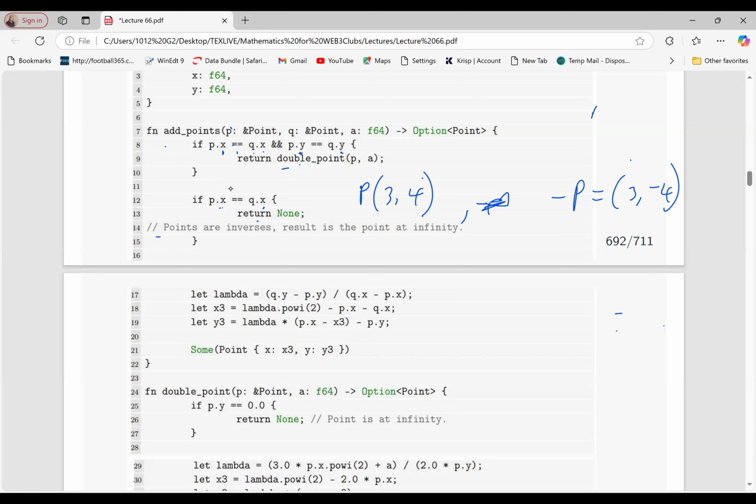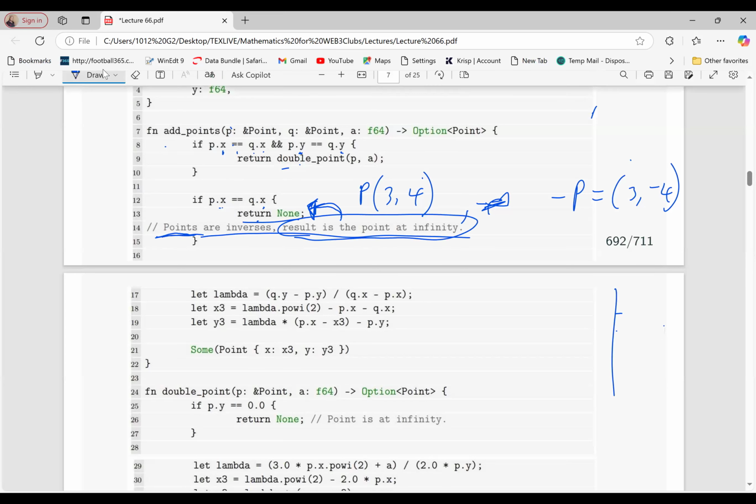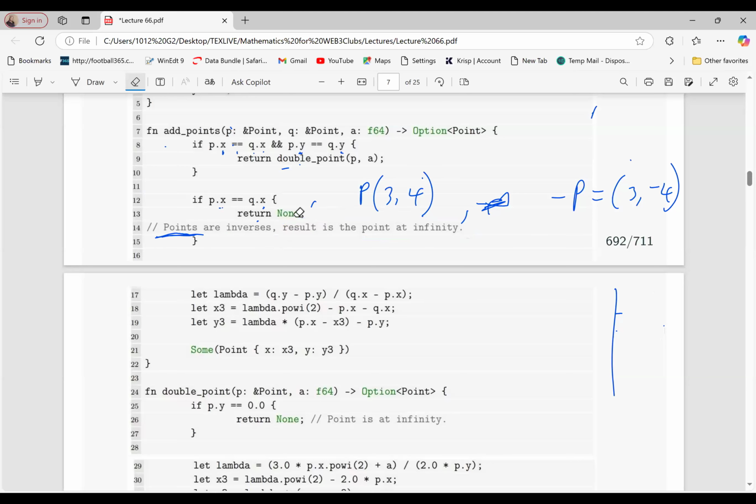No. I added this one here just to explain this. These additional notes were just to explain this: that if points are on the same vertical line, then they are inverses of each other, and the result is the point at infinity. So you return none. So this was an explanation for that. It has nothing to do with what follows it. It's an explanation for the none above, return none.